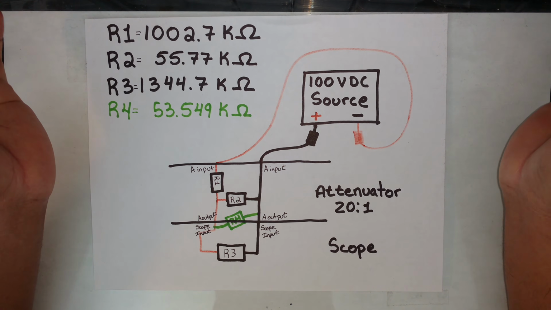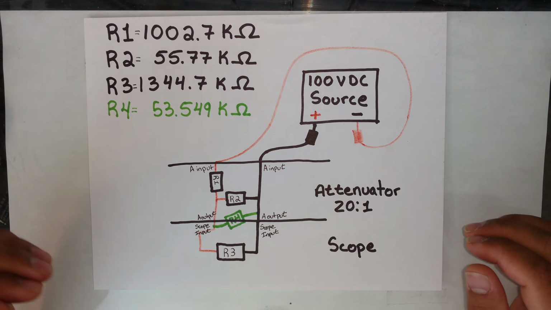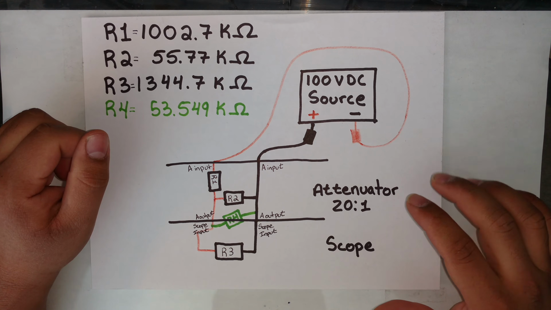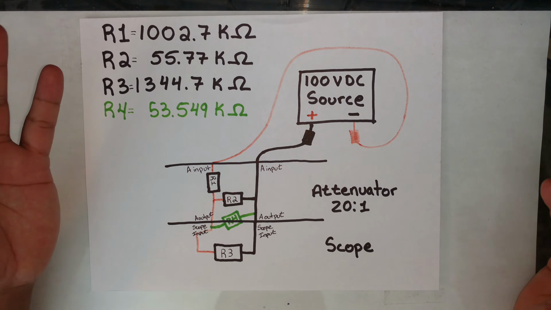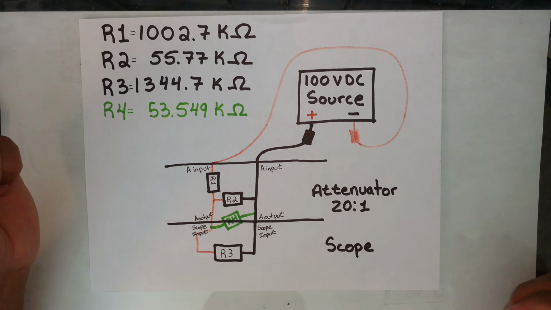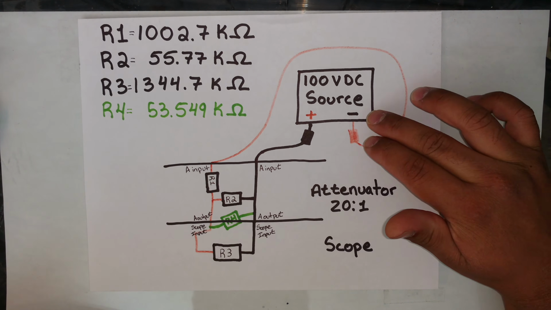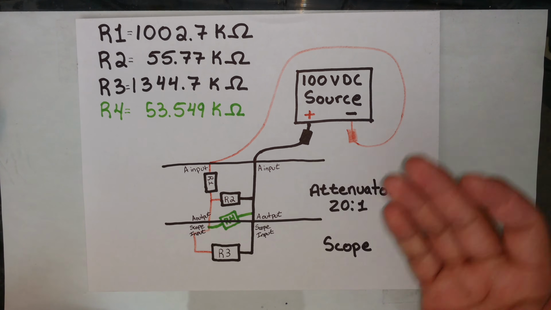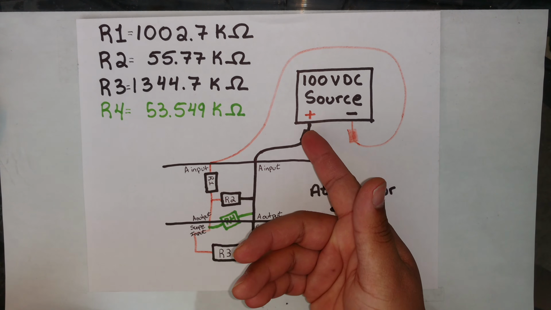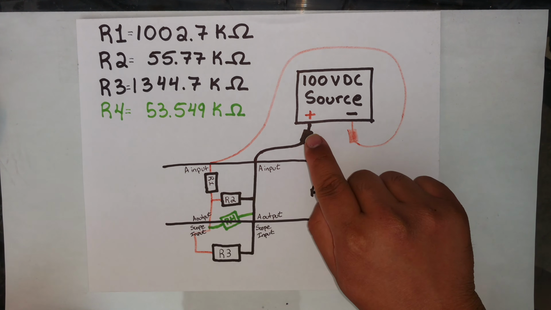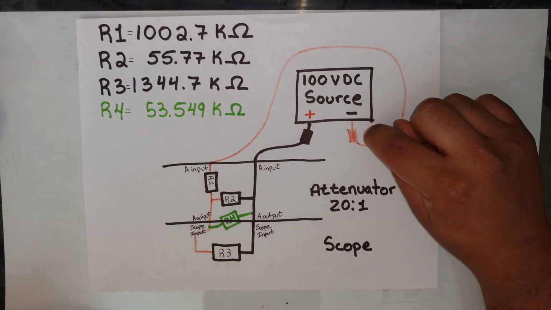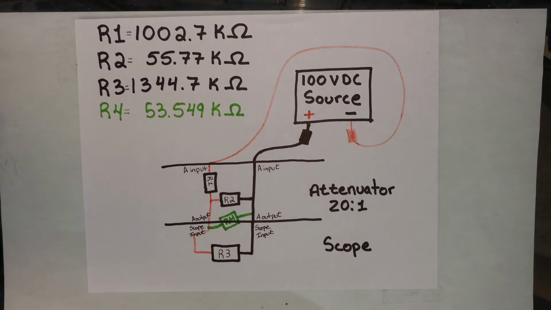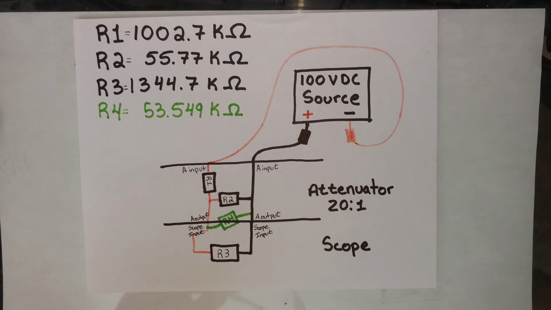In this video, what I'm going to be showing is a question that was posed to me on the Attenuator 20:1 video. The question was, what happens if you reverse the leads? For example, here I have a 100 volt DC source, and let's say that on the positive output of the DC source you put the negative lead, and on the negative output of the DC source you put the positive lead. So if you were to have the Hantek lead, it would be something like this.